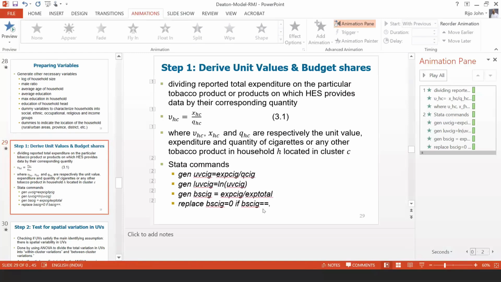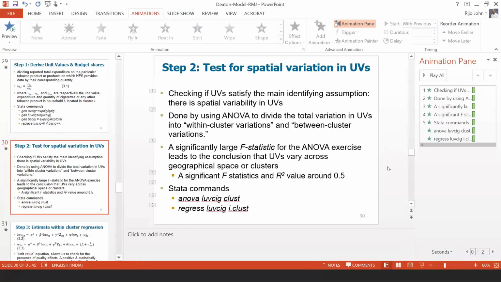But for our purposes, I noticed that when the zeros are extremely large, it makes sense to only work with households with positive consumption instead of clubbing all households together. In step 2, we test for spatial variation in unit values, checking whether unit values satisfy the main identifying assumption. That is the idea behind this exercise: that there is spatial variability in unit values. That is an assumption we have to check, to see that our data actually shows that.